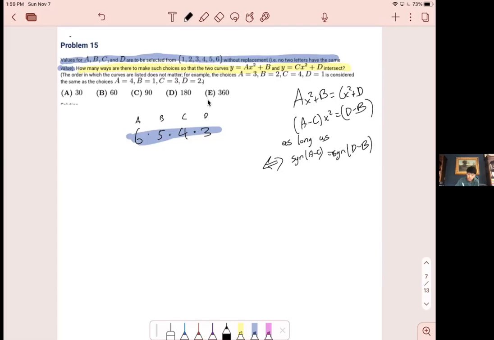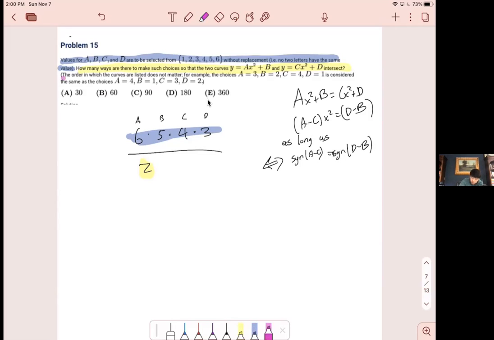a minus c times x squared equals d minus b has a solution if and only if the sign of a minus c is equal to the sign of d minus b. And this happens exactly half of the time. You can show this by imagining that if you swap b and d, then the sign of d minus b also gets swapped, because it's d minus b instead of b minus d. So having the intersection condition cuts it down by 1/2.